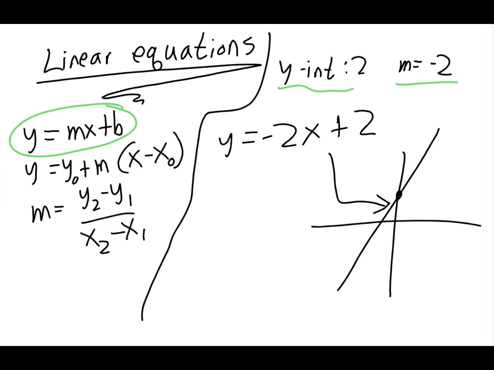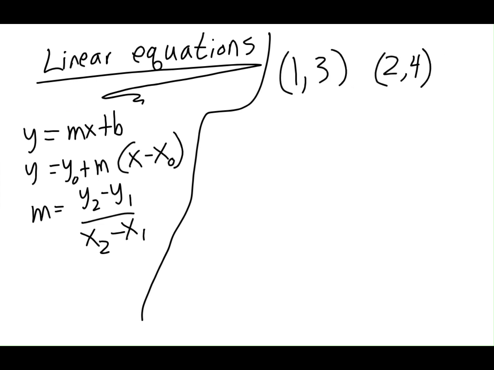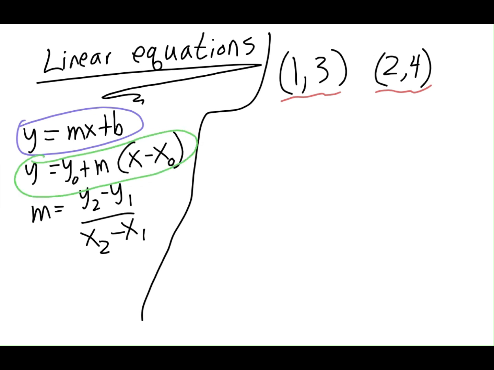All right, let's do another one. So again, we want to find an equation of a line, but this time we want to find one that goes through these 2 points, (1, 3) and (2, 4). Now, if I look at these options here, this one is only good if we know the intercept. So I'm not going to want to use that, right? This one is only good if we know the slope and a point. Well, we only know 2 points, but we don't know the slope.